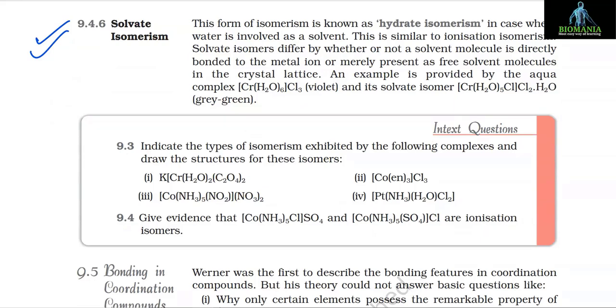This form of isomerism is known as hydrate isomerism in cases where water is involved as a solvent. This is similar to ionization isomerism. Solvate isomers differ by whether or not a solvent molecule is directly bonded to the metal ion or merely present as free solvent molecules in the crystal lattice. An example is provided by the aqua complex [Cr(H2O)6]Cl3, that is violet, and its solvate isomer [Cr(H2O)5Cl]Cl2·H2O, that is grey-green.